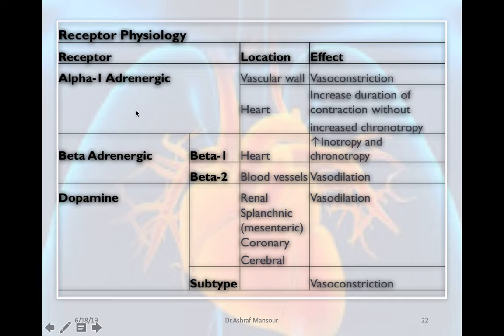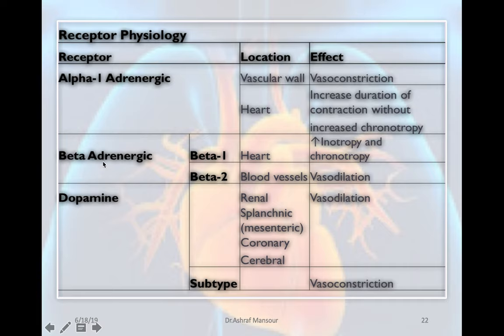So according to the receptors, which are alpha 1 adrenergic, beta adrenergic, or dopamine: the alpha 1 adrenergic is located in the vascular wall, where it will cause vasoconstriction. In the wall of the heart, it will increase the duration of contraction without increasing the rate. So this is alpha 1. If you go to beta adrenergic 1 or 2, 1 is in the heart, 2 in the blood vessel. Beta 2 causes vasodilatation, while in the heart, it has inotropic and chronotropic action. So this is the beta adrenergic in the heart.